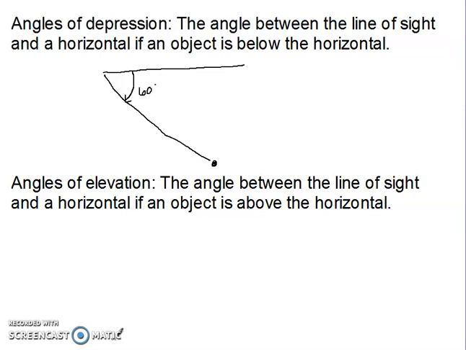Angle of elevation would then be something like from the ground, we are looking up to a point on a building, and this would be an angle of elevation because we are looking up. So it is from the horizontal to whatever your line of sight is. If it's going down, then it's an angle of depression. If you are looking up, it would be an angle of elevation.